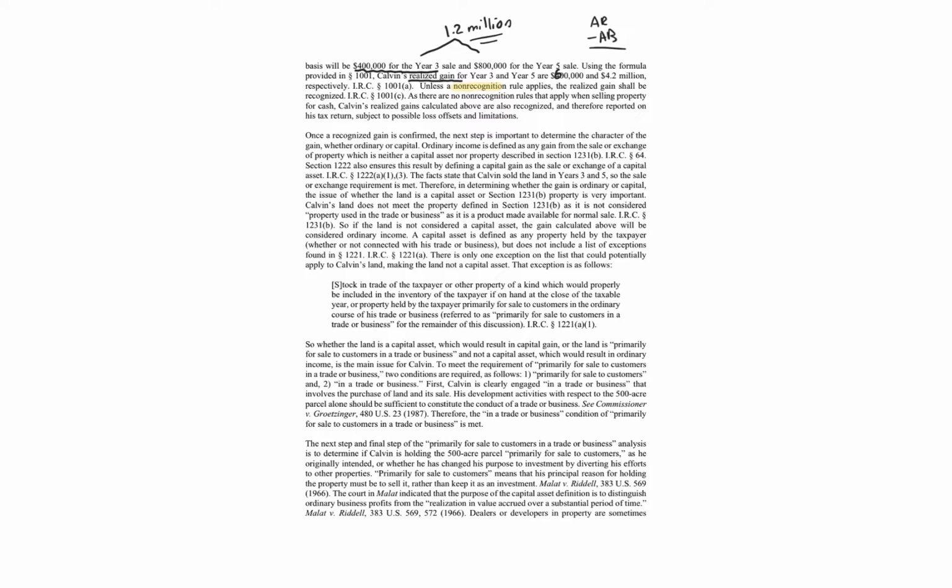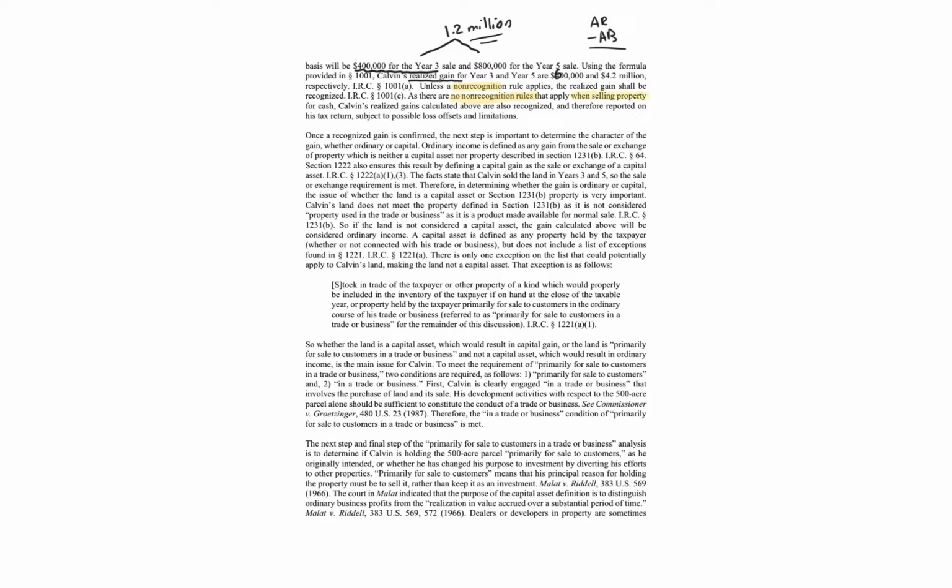So unless the non-recognition rule applies, the realized gain or loss shall be recognized, and that's under section 1001(c). There are no non-recognition rules that apply here. And the reason why is because Calvin is selling property for cash. When you sell property for cash, there's no chance that a non-recognition rule is going to apply.